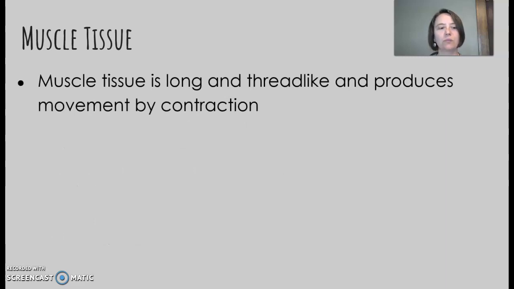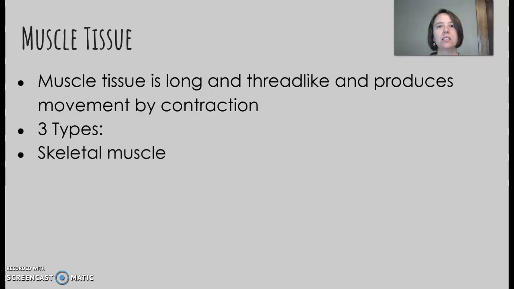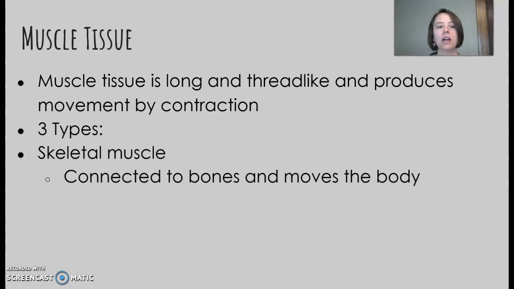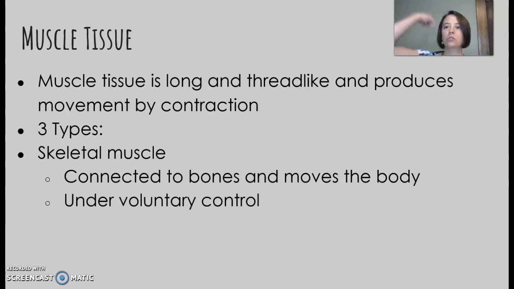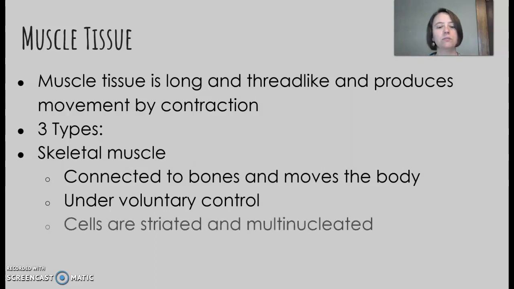So, muscle tissue. What do those cells have in common? They are long and thread-like, and their function is they produce movement by contraction. There are three different types of muscle tissue. Skeletal muscle tissue, and those are connected to bones and help move the body. They are under voluntary control, so you can move those muscles.